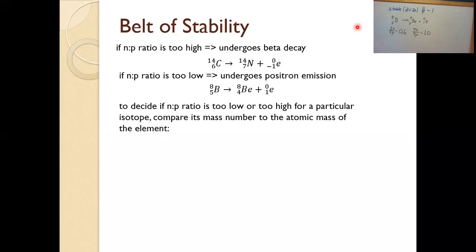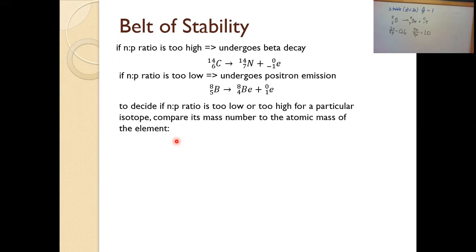Alternatively, we can also judge whether that ratio is too low or too high based upon how the mass number of that isotope compares to the atomic mass of the element. Recall from Chemistry 1 that the atomic mass is the average mass of that particular element. It's a weighted average that takes into account all the different isotopes of that element, as well as their relative abundances. Well, the more stable isotopes are likely, because they are more stable, to be more abundant naturally than the less stable ones.